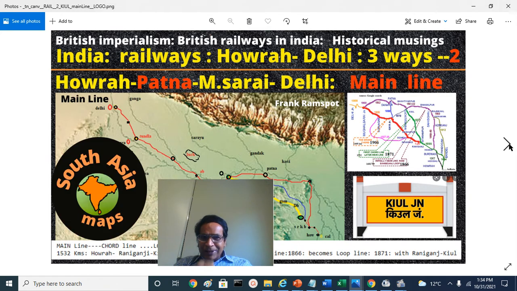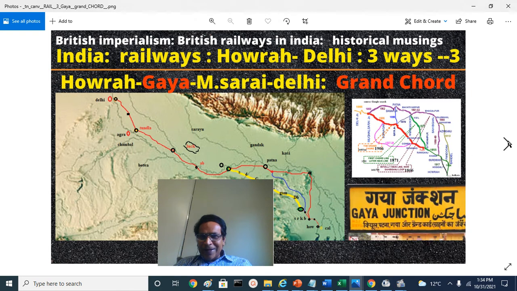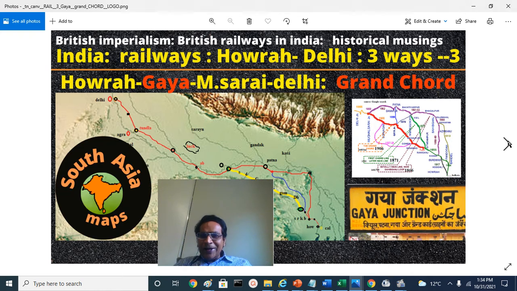Next is the Howrah-Delhi Railway Line history. There are 3 ways. The second way is through the main line, that is the Kiyul line. Main line is the Kiyul line, KLM, Kiyul and main. The Grand-CHORD is G, Gaya. So this is part 2, which I covered before. The third part is the Gaya Junction line. The Grand-CHORD is a chord line.